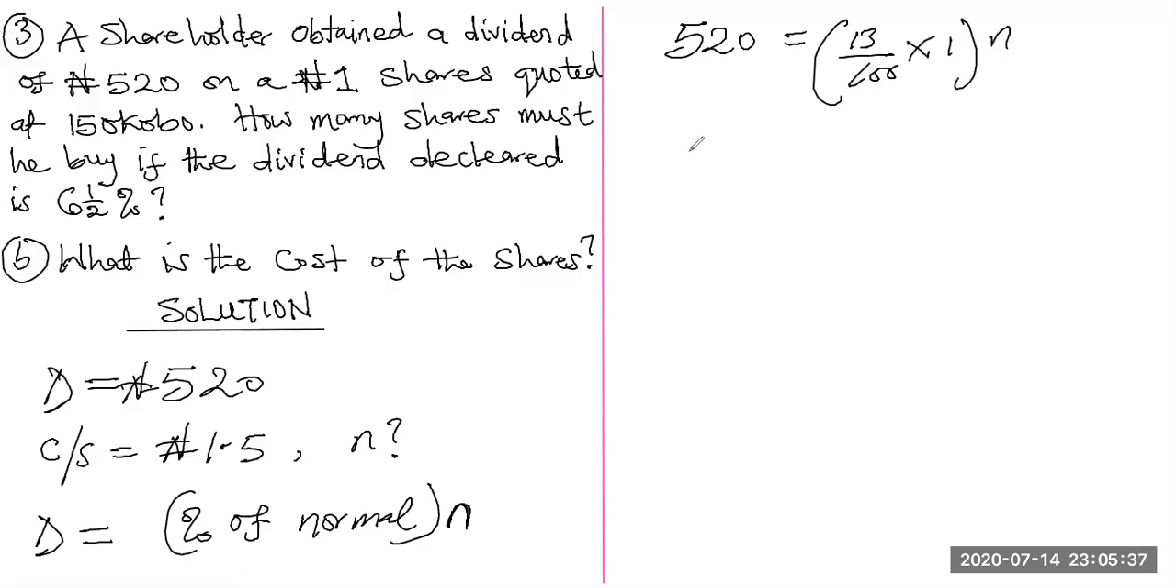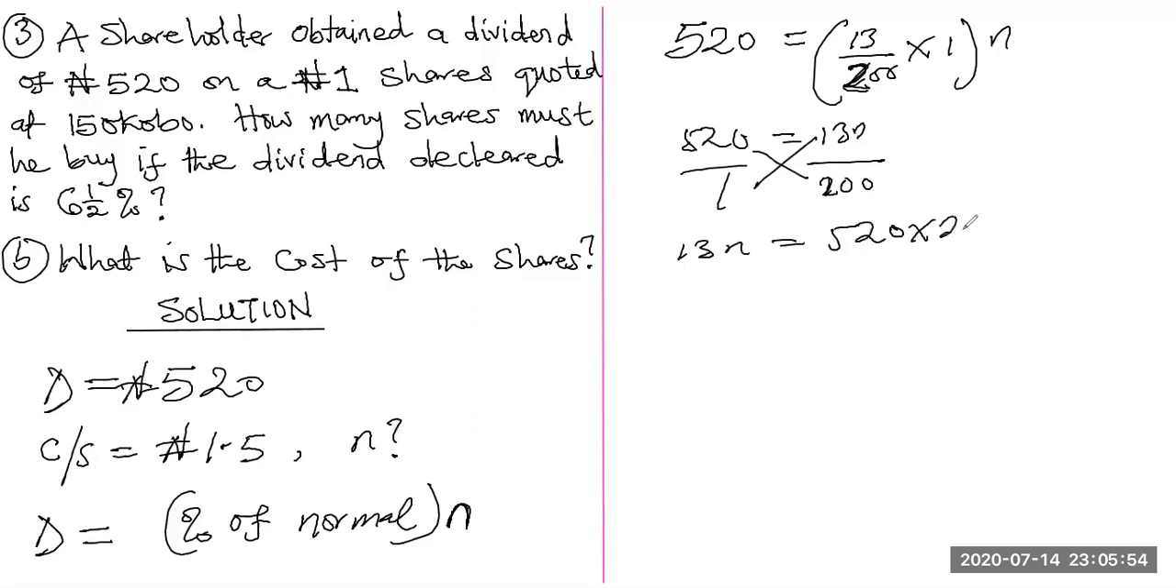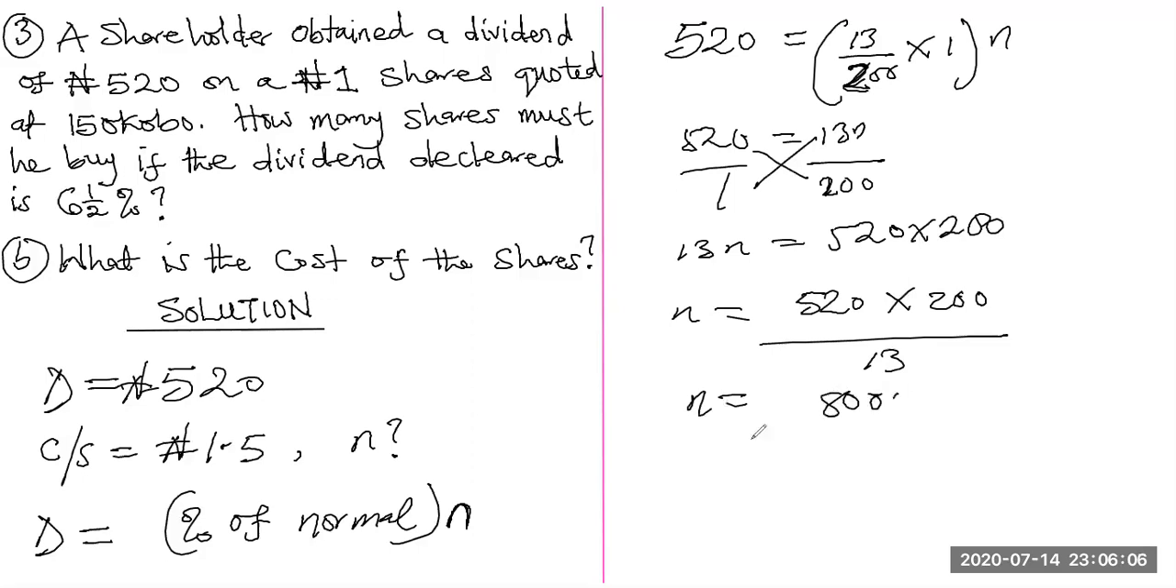So we now have 520 is equal to 13n over 100. So this is over 200, and when we cross multiply, we have 13n is equal to 520 multiplied by 200, and n is equal to 520 multiplied by 200 divided by 13. So our n is equal to 8,000 when we use our calculating device.